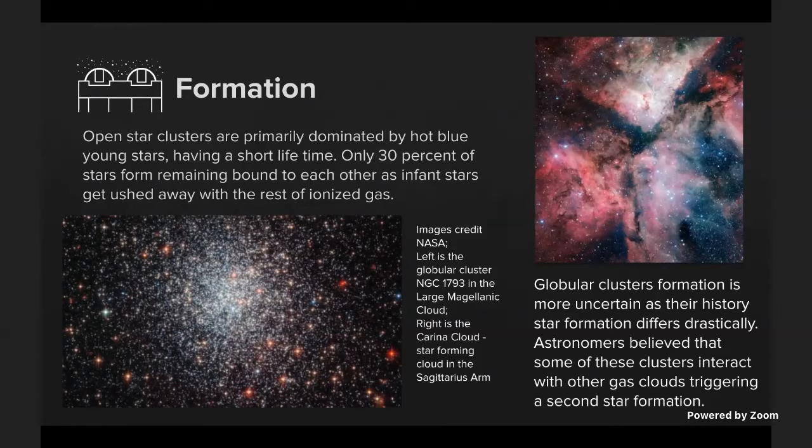However, when it comes to globular clusters, astronomers are more uncertain how they're formed. It is confirmed by observation that their stars have approximately the same age, chemical and physical composition, but possibly formed by multiple generations of gas clouds over millions of years. However, during this formation, each globular cluster differs. They think that some globular clusters might have encountered other giant molecular clouds, triggering a second star formation.